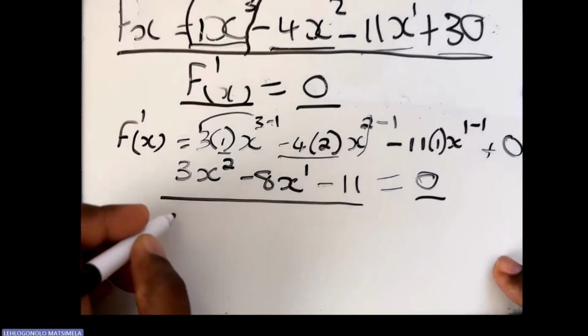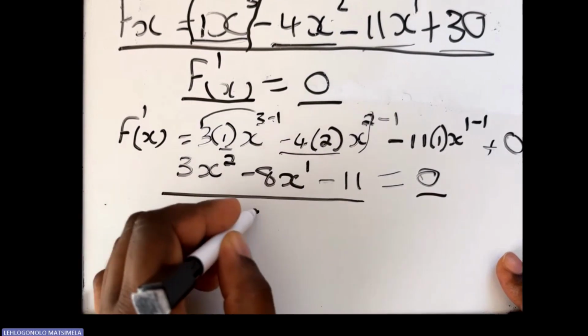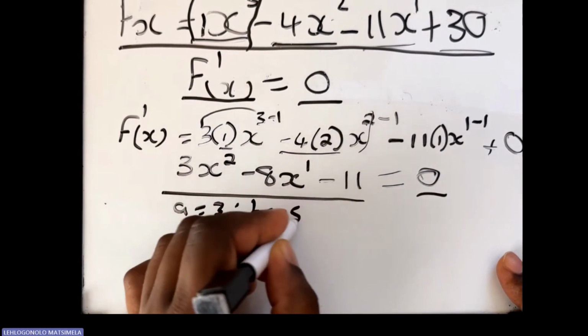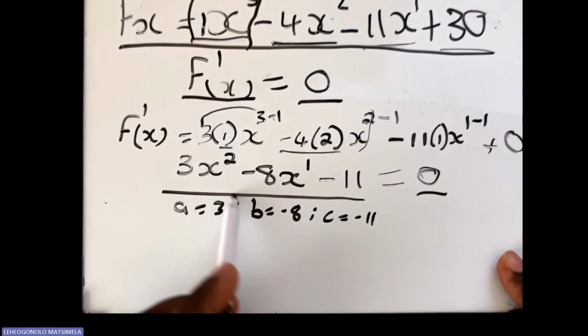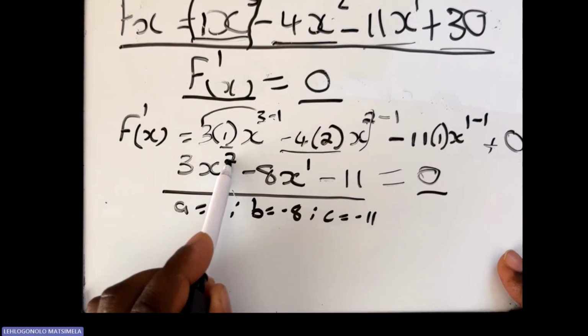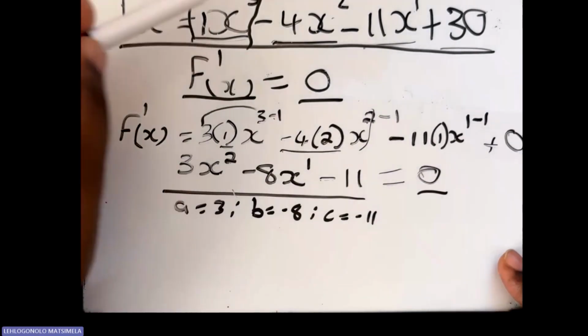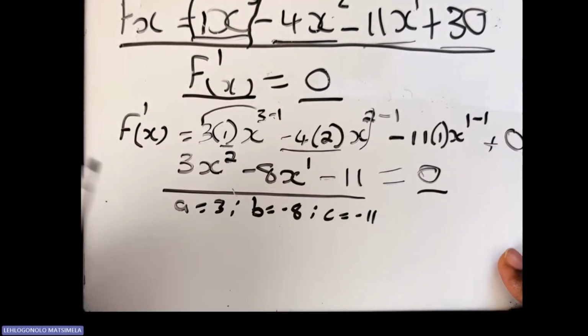Okay, let's solve together. The value of a is equal to 3. The value of b is equal to minus 8. The value of c is equal to minus 11. Remember, this is a quadratic equation now, because the highest degree is to the power of 2. It's no longer 3. It's to the power of 2. So we can use the quadratic formula.